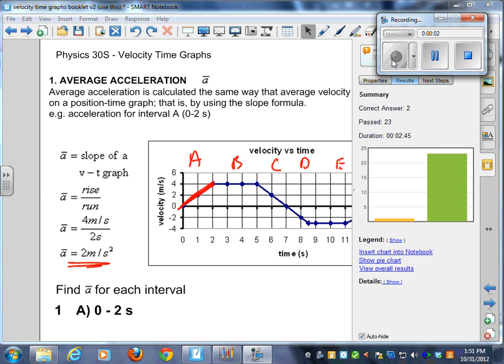Let's have a look at some answers here. Okay. Now, I don't know how everybody didn't get the first one right. I gave you the answer. Oh my God!